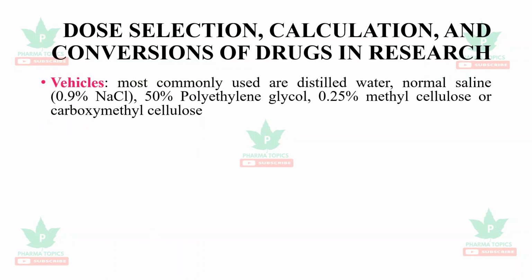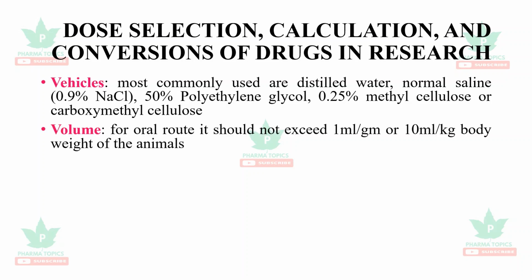Next is vehicles. The most commonly used vehicles are distilled water, normal saline, 50% polyethylene glycol, 0.25% to 1% methyl cellulose or carboxymethyl cellulose. Volume for oral route should not exceed 1 ml per 100 gram or 10 ml per kg body weight of the animals.